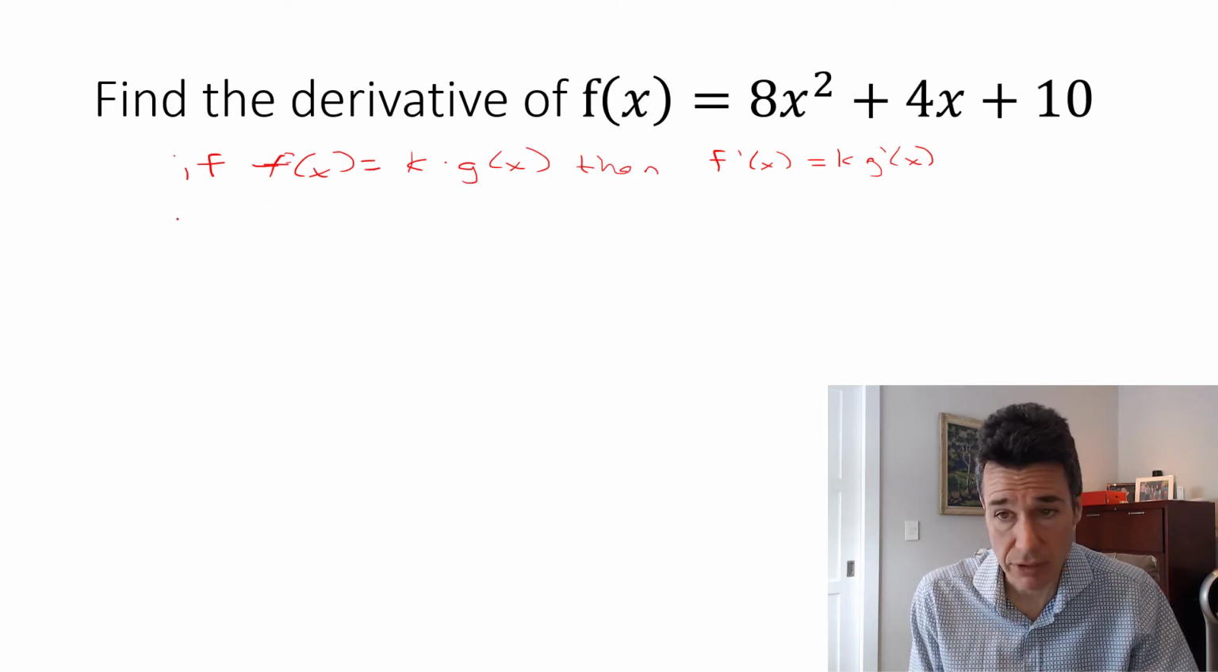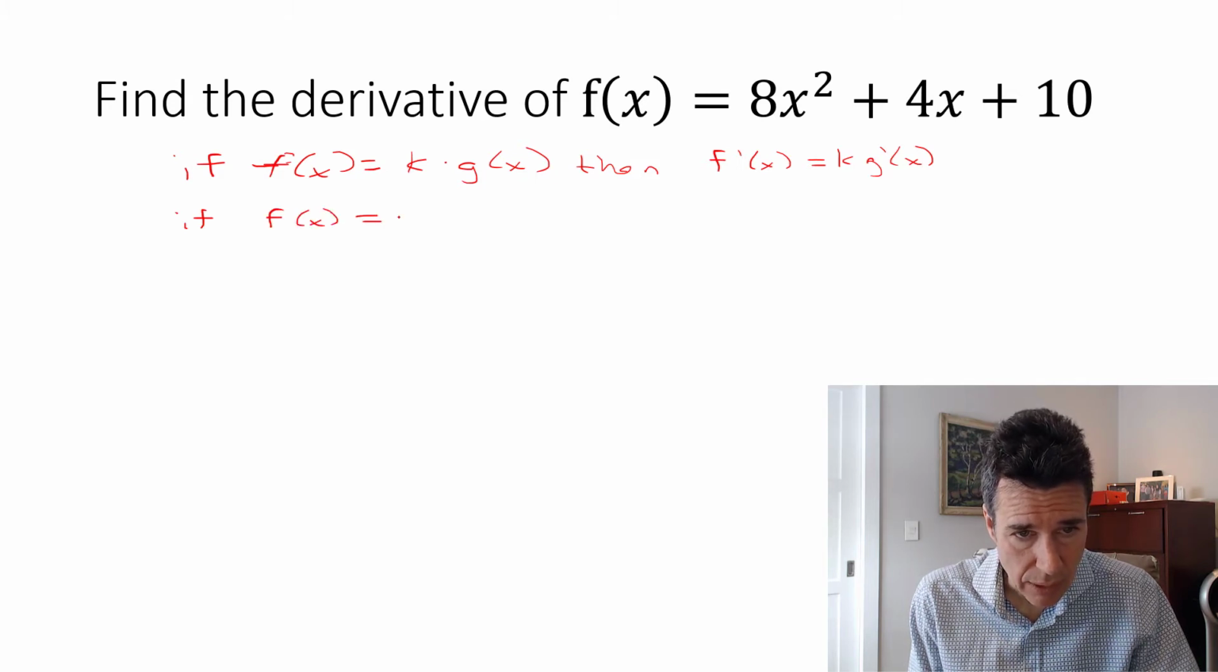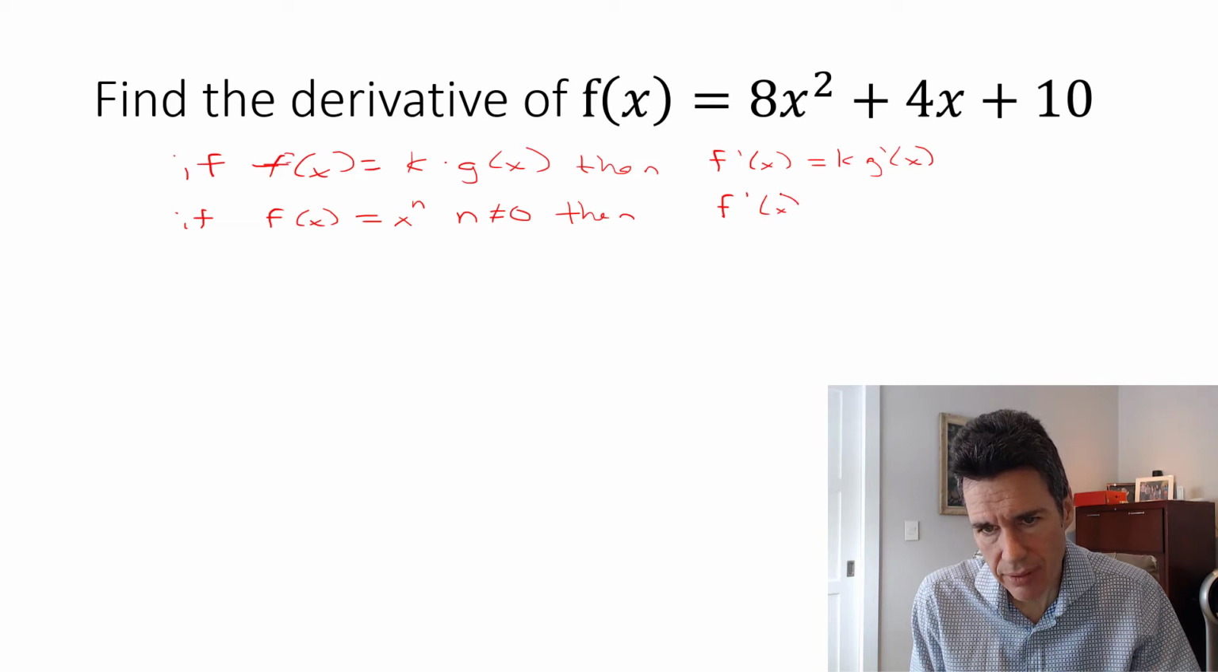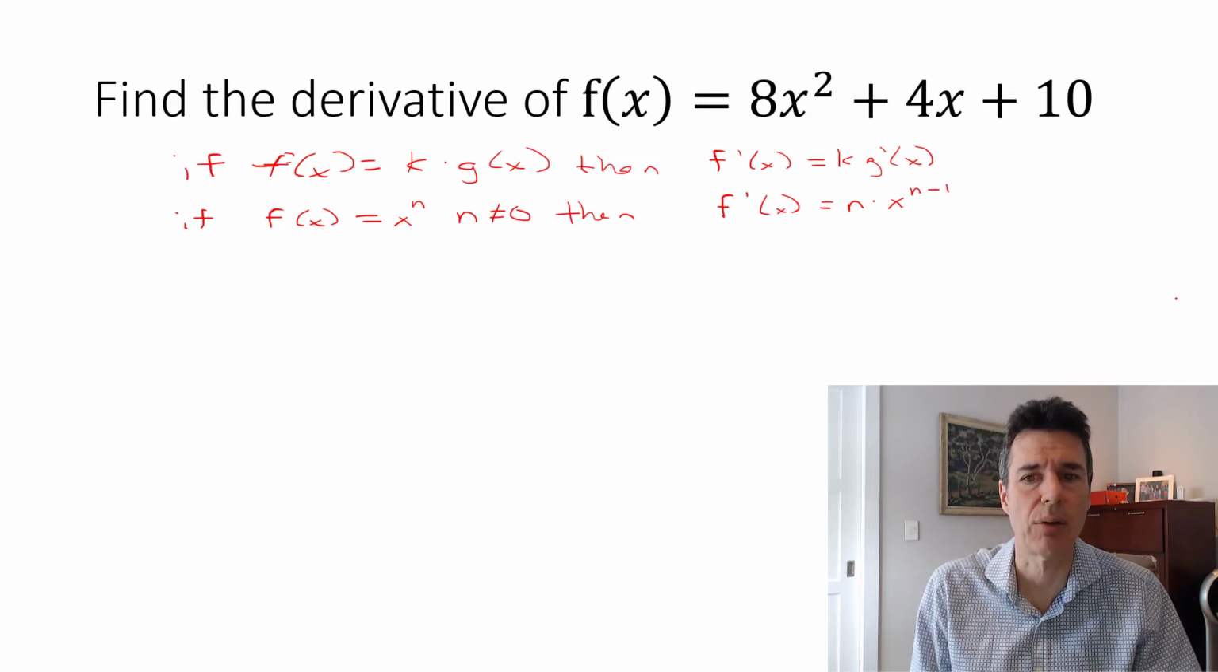The second property is the power rule. So if f of x equals x to the power n, where n is not 0, then the derivative, f prime of x, is n times x to the power n minus 1. So that's the power rule.